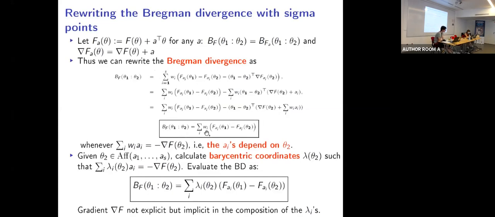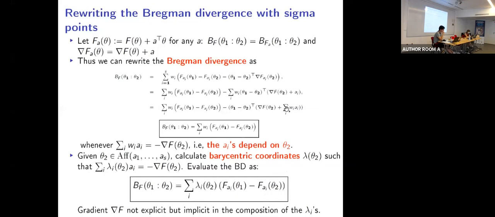then the Bregman divergence can be expressed as a weighted difference between the generators here. So there's no gradient in this expression. This is a good thing. And what we can do now is, given some query parameter θ2, which belongs to the affine hull of our chosen sigma points here, we compute some barycentric coordinates for θ2 to get the sigma points, and then we express the Bregman divergence as this thing. So there is no explicit use of nabla, but it is used implicitly in the composition of the lambda here to annihilate this term.